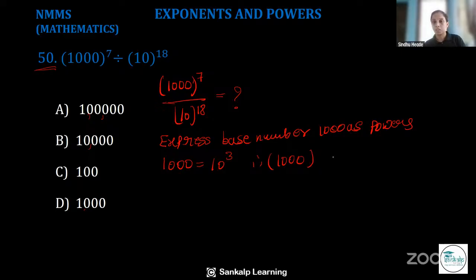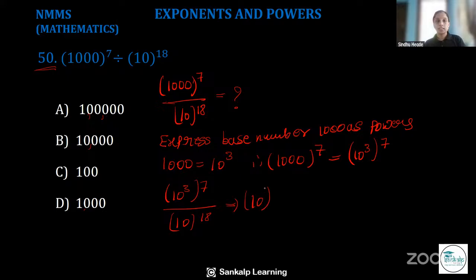7 is nothing but 10 cube whole to the power 7. So now rewrite the expression. In the place of 1000 we get 10 cube raised to 7 divided by 10 raised to 18. So here 7 into 3, 10 raised to 7 into 3 is 21. 10 raised to 21 divided by 10 raised to 18.